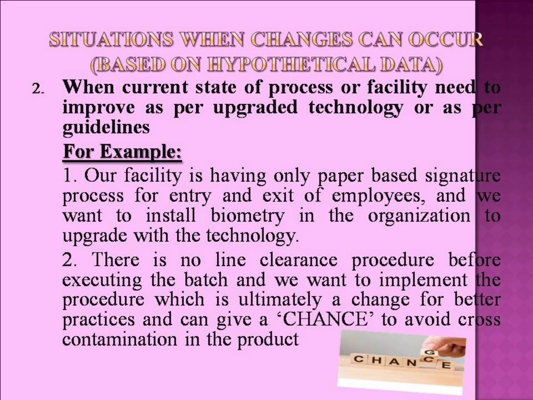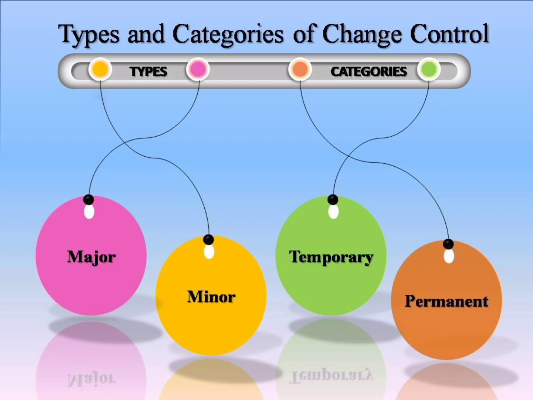Let's talk about the second example. There is no line clearance procedure before executing the batch and we want to implement the procedure, which is ultimately a change for better practices and can give a chance to avoid cross contamination in the product. So here the change is again giving us a chance to avoid cross contamination in the plant by implementing a line clearance procedure. Now let's talk about types and categories of change control.